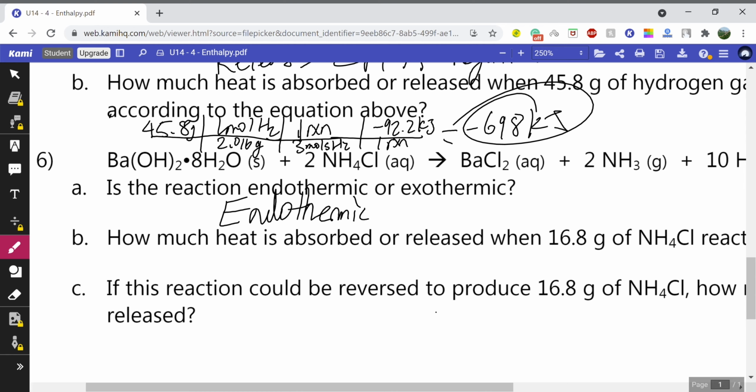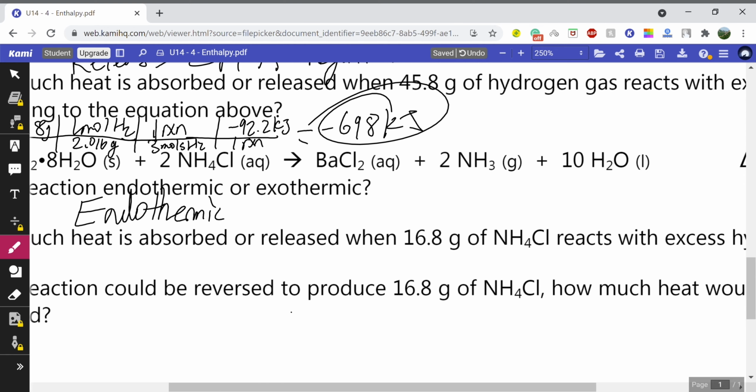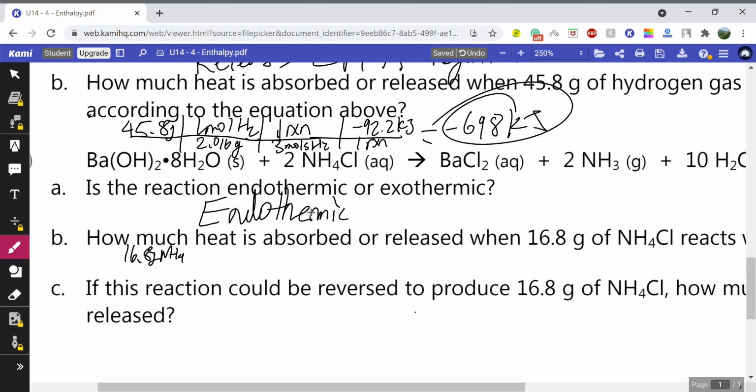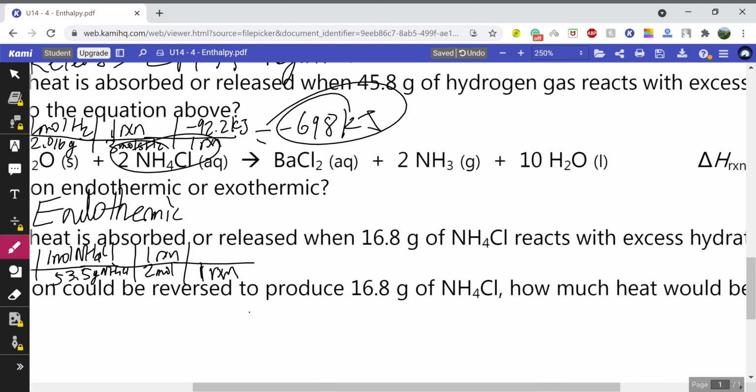How much heat is absorbed or released when 16.8 grams of NH4Cl react with excess hydrate? So this time it's 16.8 grams of NH4Cl. So same way, 1 mole of NH4Cl. Let me do the math real quick. Add all these together, and we will get 53.5 grams of NH4Cl. Now for every one reaction, how much NH4Cl do we have? We have 2 moles of NH4Cl. And after we convert into one reaction, we can now convert into heat, which is 80.3 kilojoules.